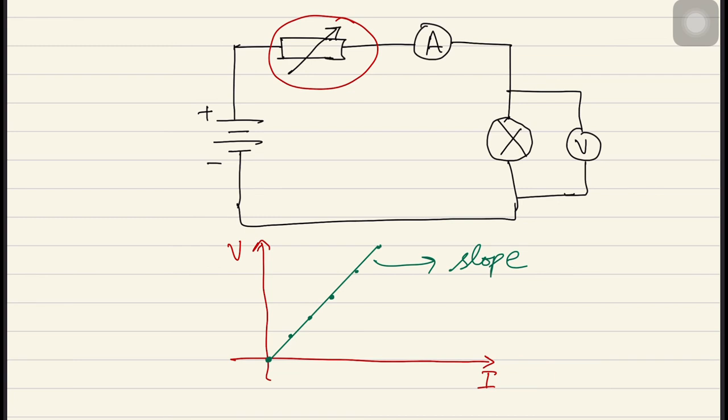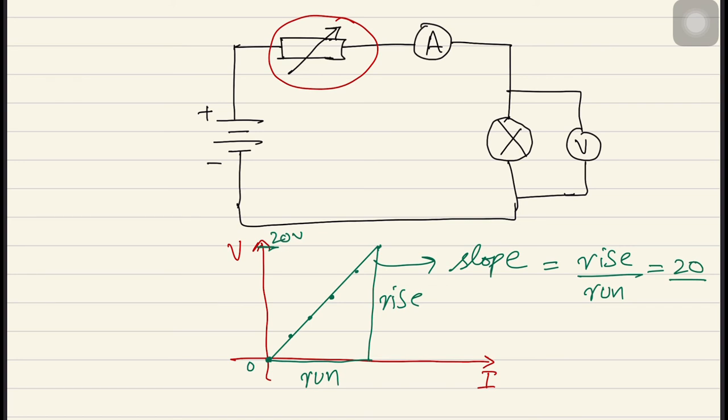Slope means how much is the rise in this line and how much is the run in this line. So slope is simply rise over run. For example, the voltage increased from 0 volts to 20 volts, so the rise will be 20, and the current increases from 0 ampere to, for example, 5 ampere, so the run will be 5. When we divide them, we will get 4. So 4 is the slope which will give me the resistance. So the resistance of this light bulb is 4 ohms.